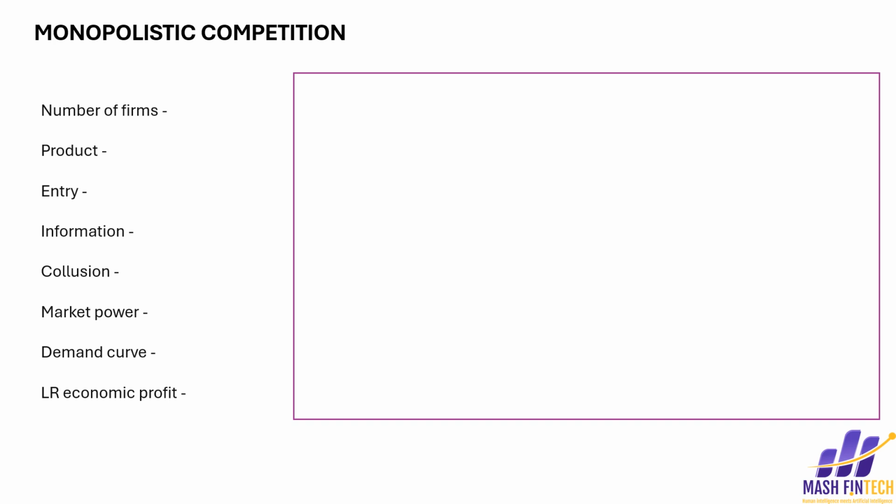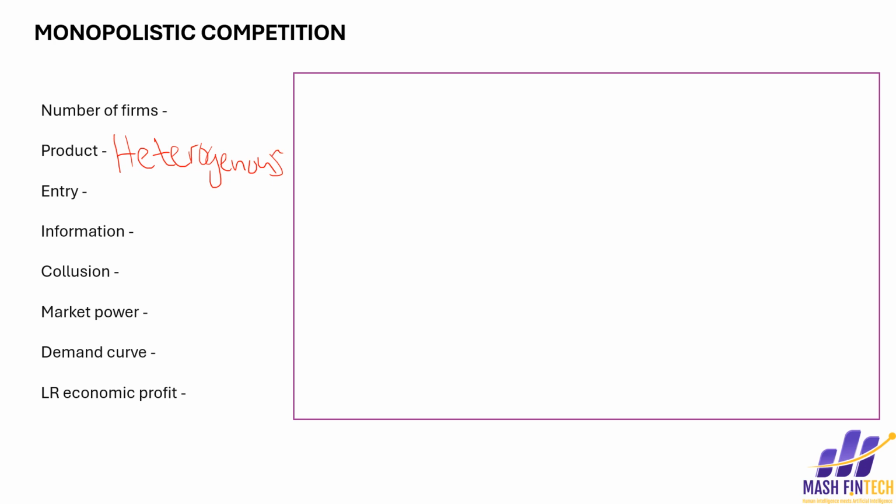This is a very competitive market structure. The word monopoly in this instance for monopolistic competition comes from the uniqueness of the products that are being sold. The products are heterogeneous, which is different from perfect competition because that one is homogeneous. So this is heterogeneous.